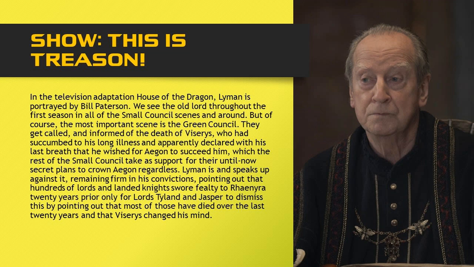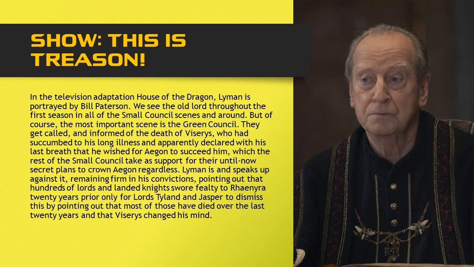All of the small council gets called and informed of the death of Viserys, who had succumbed to his long illness and apparently declared with his last breath he wished for Aegon to succeed him. Bullshit. Which the rest of the small council take as support for their until now secret plans to crown Aegon regardless. They were just going to do it. Lyman is mad and speaks up.